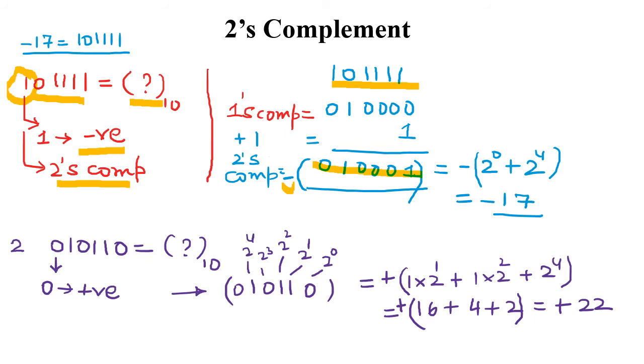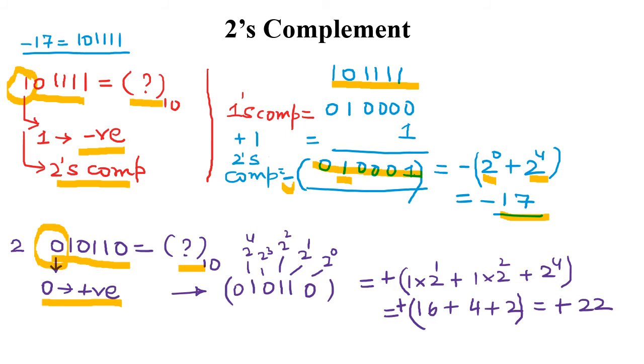Now we have 1 at the 0 position and at the 5th position, that is 2 to the power 4. So the number is minus 17. Now let us take another example, 010110. What is its decimal equivalent value? For 0 we take 1 and for 1 we take 0, if the number is negative, but if the number is positive, we do not have to do the conversion. Now here the MSB is 0, which indicates the number is positive.